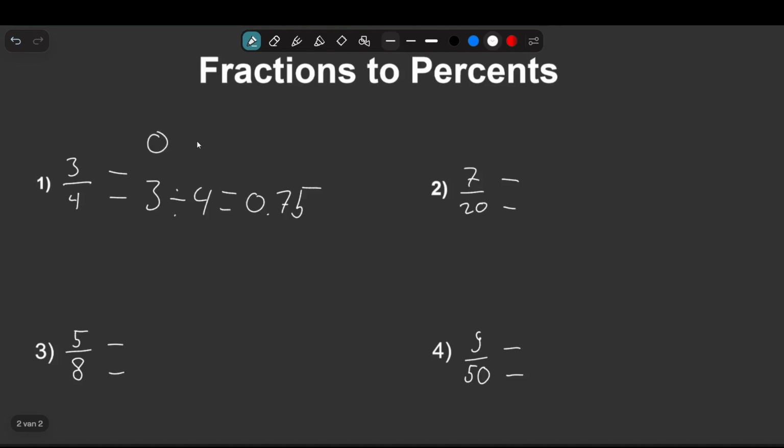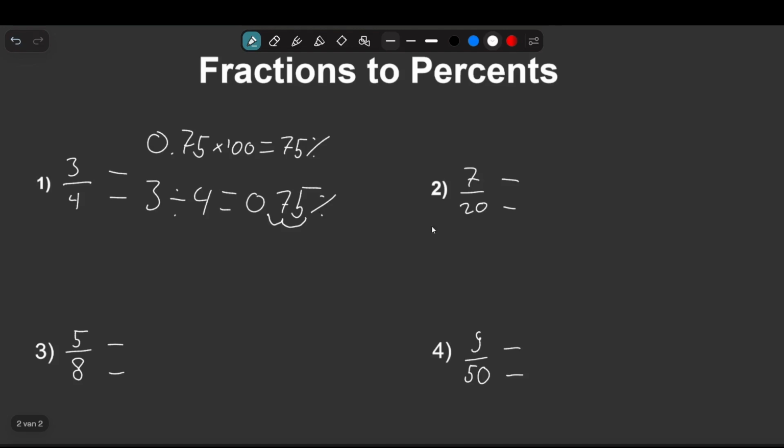We're going to do it in both ways. So we're going to do 0.75 times 100, and this equals 75%. This will be our answer. But you can also do this by moving the decimal to the right twice, like this, 1 and 2 times. And this will give you the exact same answer of 75%. Now let's go to our second example.